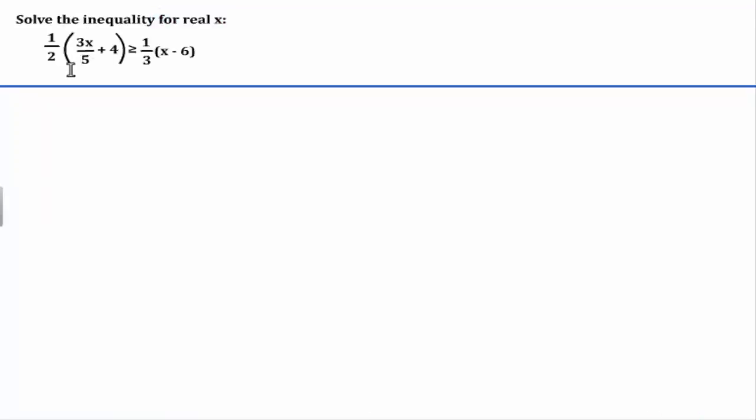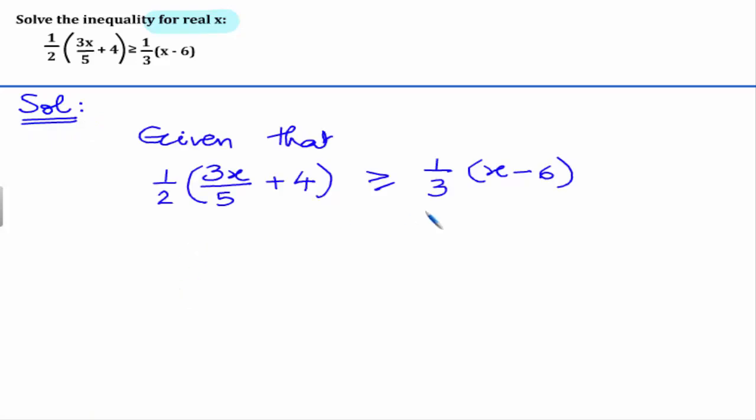Let us solve the given inequality for the real values of x. Let us try to understand the solution now. Here is the given inequality and we have to find out the value of x. Let us simplify the left hand side first, which will be 3x by 10 plus 2, because I am multiplying with half, greater than or equal to x by 3 minus 2.